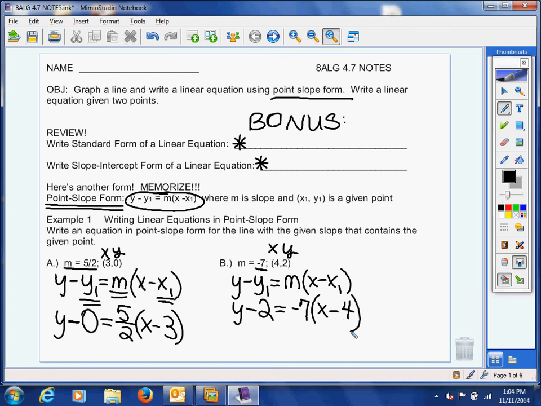That's how you write an equation in point-slope form. When they give you a slope and a point, that's how you plug it in.